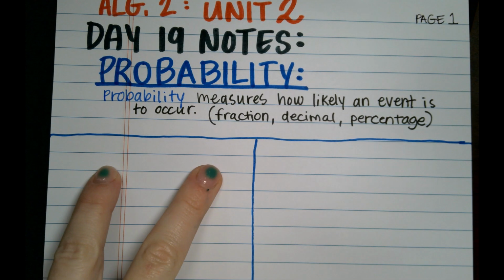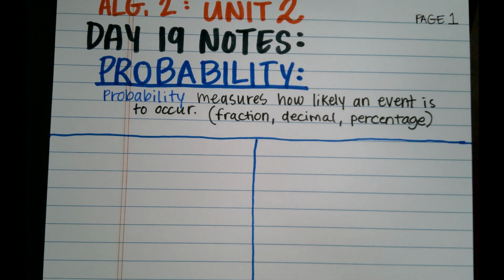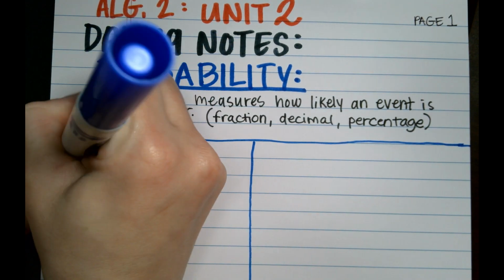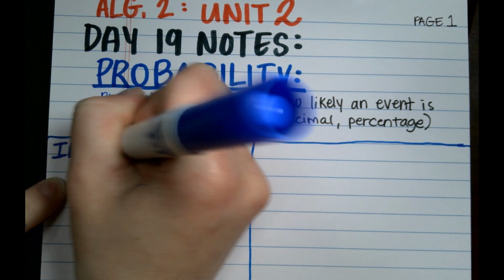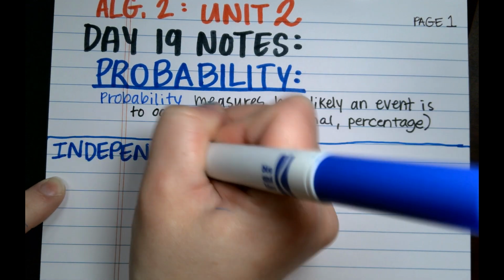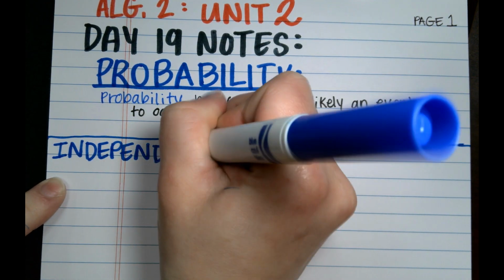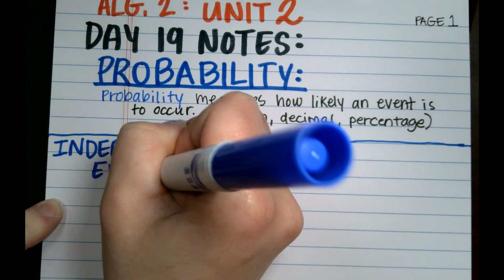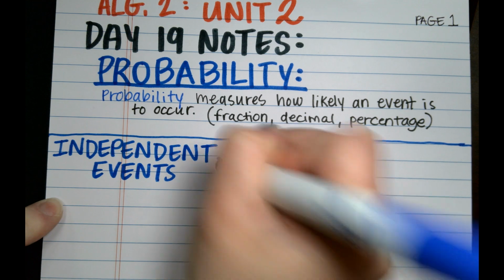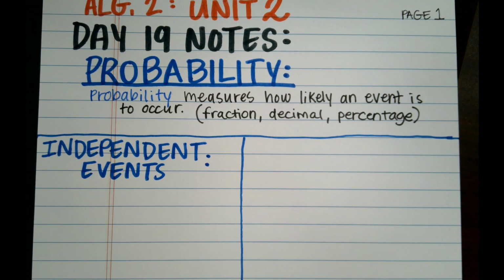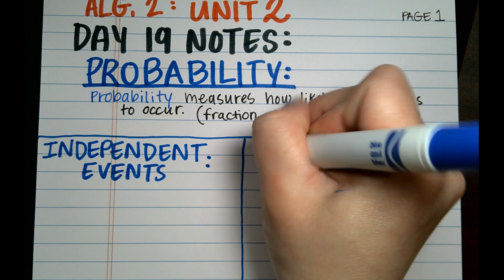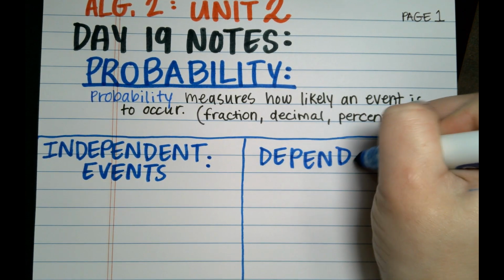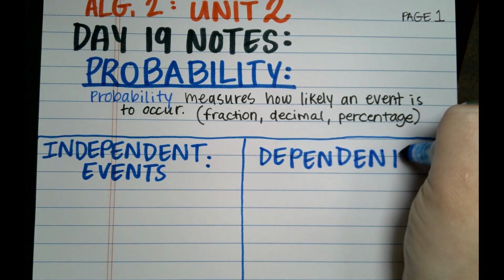And on the first section at the bottom, we will write independent events, and on the right, I will write dependent events.